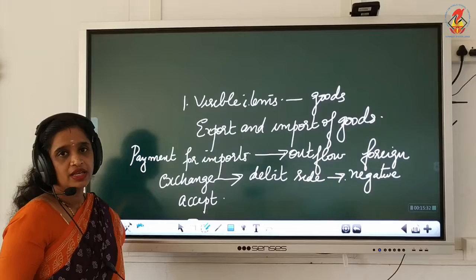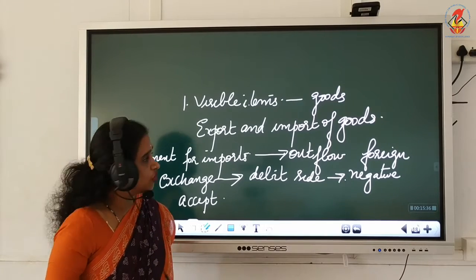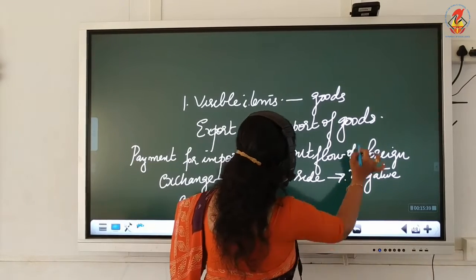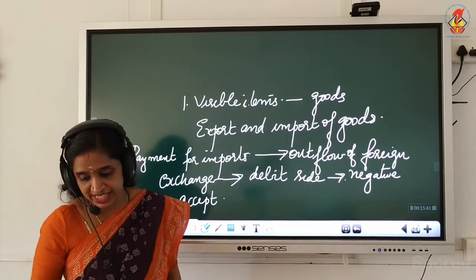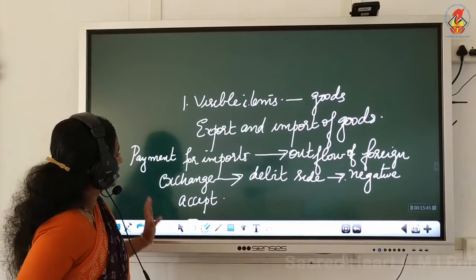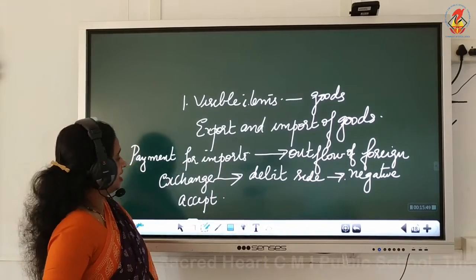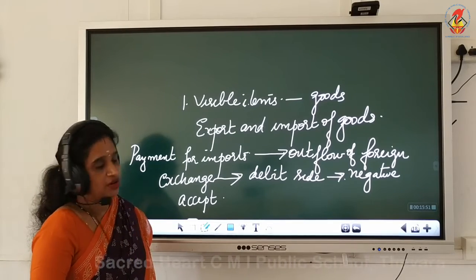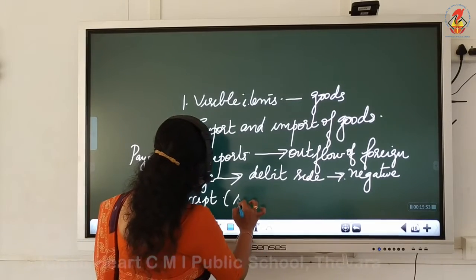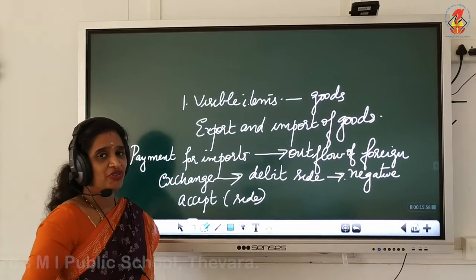Payment for imports, that is outflow of foreign exchange, will be depicted on the debit side, and it is a negative side. Why is it a negative side? Because of the outflow of foreign exchange.